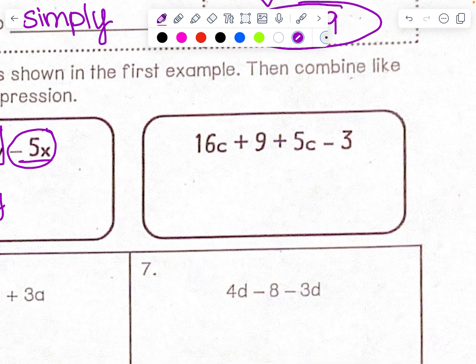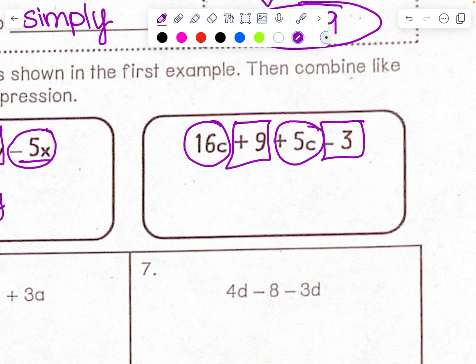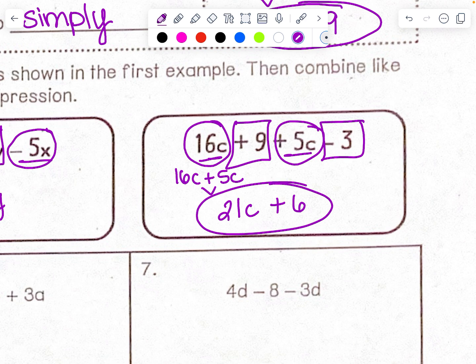Moving on here. 16c, and then I have a plus 5c. Next I've got these constants, then I can put them together. So my circles, I can write it out like this, or I can mental math it. 16c plus 5c is going to be 21c. 9 minus 3 is going to be 6, and it's a positive 6. So we have plus 6, sorry.